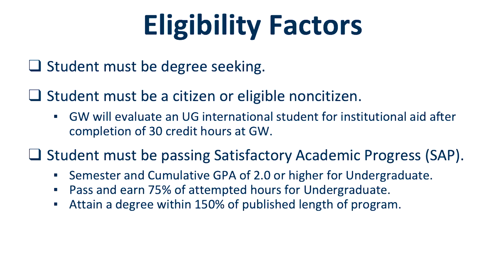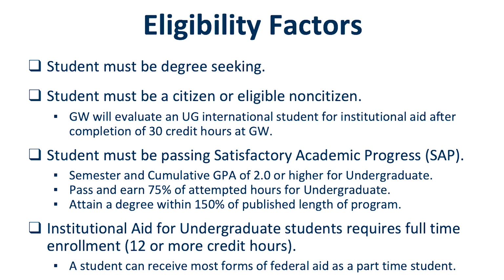Students must be passing satisfactory academic progress, or SAP. That means that the semester and cumulative GPA is 2.0 or higher for a student. You must pass or earn 75% of your attempted classes for an undergraduate and attain a degree within 150% of the published length of your program.